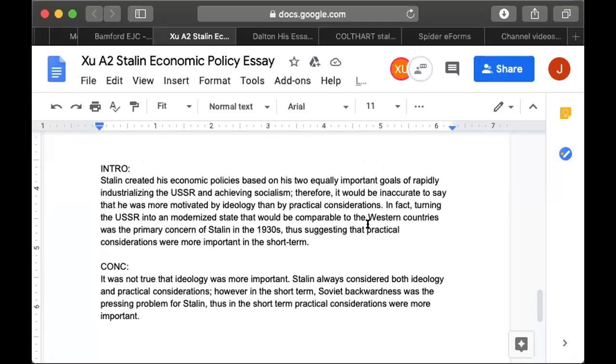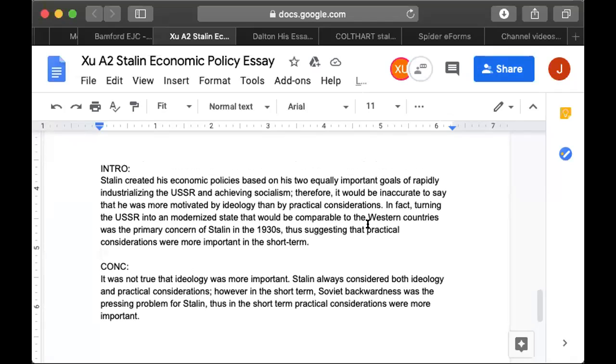So the introduction and the conclusion should say the same thing as each other, and they should both convey the key points in your argument. At the very least, we should be able to find your argument in the introduction and the conclusion.